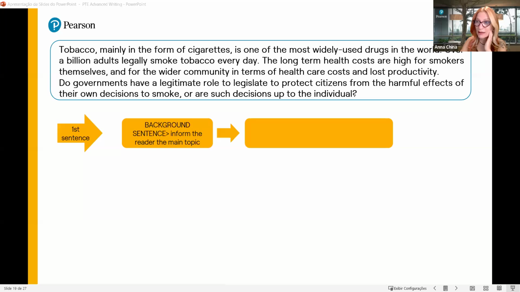"Currently, smoking is a legal drug, one of the most widely available drugs in the form of tobacco." There, we would need a little comma, right? But the second sentence, I'll bring up some answers in just a minute.